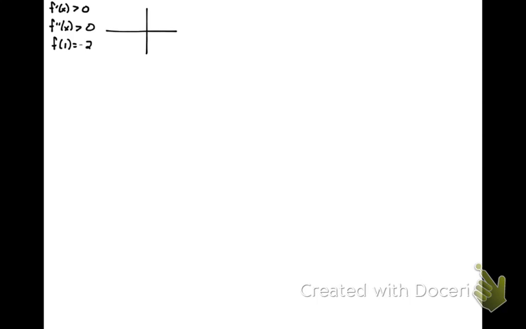And finally, we're told that f of 1 equals negative 2. So one fact about our function is that when x is 1, y is negative 2. So we know it must pass through that point. So we know it's always increasing and always concave up, and it must pass through that point. So it might look something like that. Let's consider the next example.